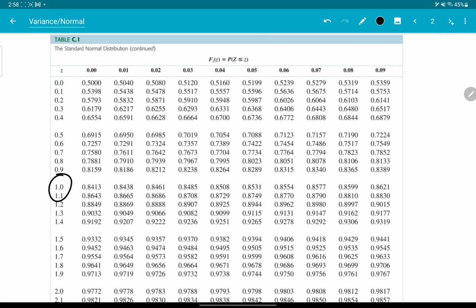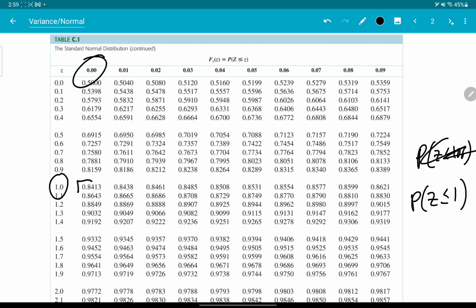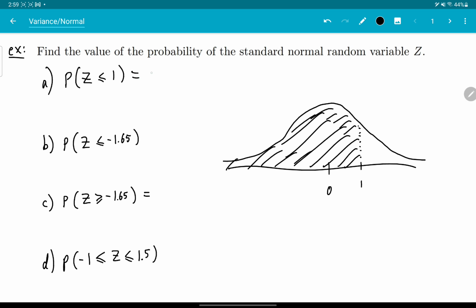Now, if I wanted, say, probability z less than or equal to 1.06, then I would use this column here. But I don't want that. I want probability z is less than or equal to 1 on the button. So I'm going to use this column. So I use this row, this column, and the number I'm looking for is right here. So 0.8413. So this probability back here will be 0.8413.